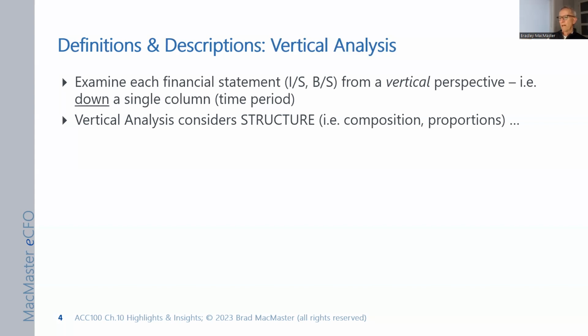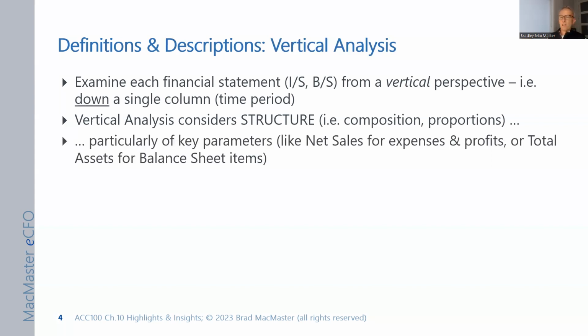And so when we do that, within one statement, we have to divide everything in a particular time period by one particular item. So in the income statement, we divide everything by net sales, and that helps us generate expense ratios and profit margins. On the balance sheet, we divide everything by total assets, and that helps us understand the composition of assets, in other words, the mix between short-term assets and long-term assets. And it also helps us understand the capital structure.